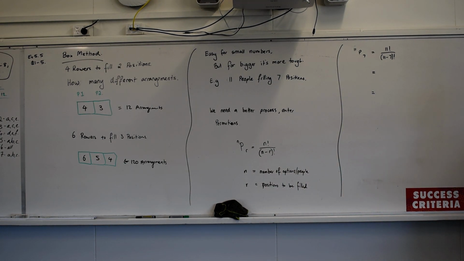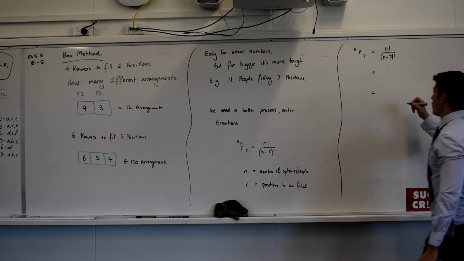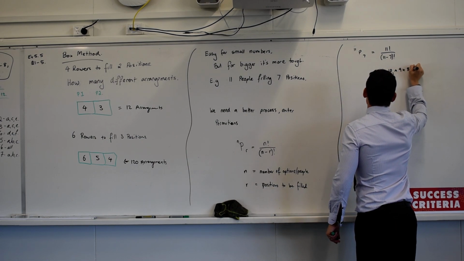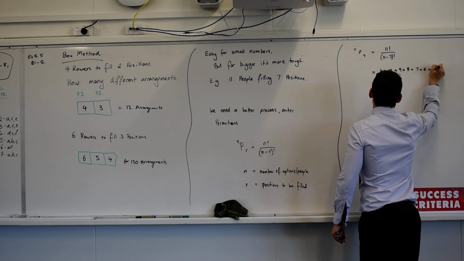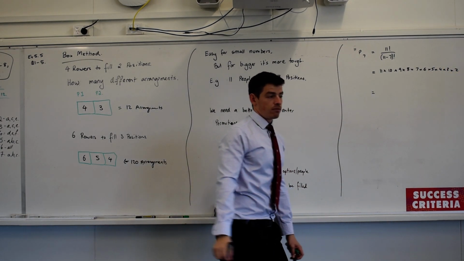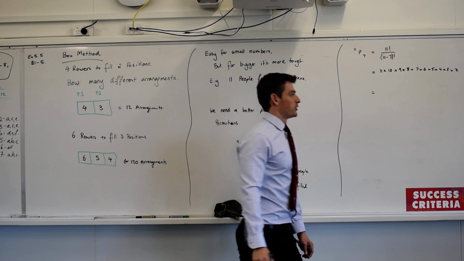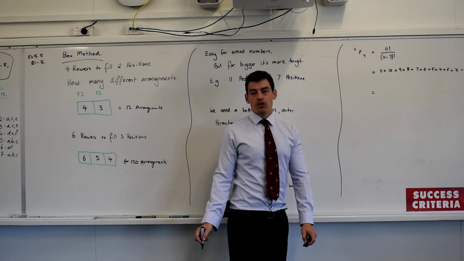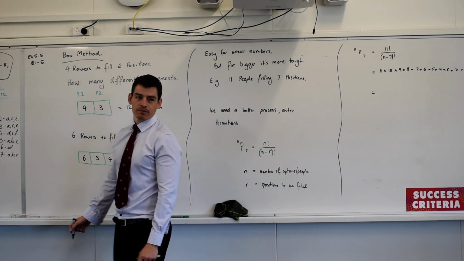So what was that exclamation mark again? Factorial. So that would be written as 11 times 10 times 9 times 8 times 7 times 6 times 5 times 4 times 3 times 2. Am I done? Yeah, I am done, but I should have written times 1 as well. Happy with that? Who thinks we're going to be writing that out every single time?